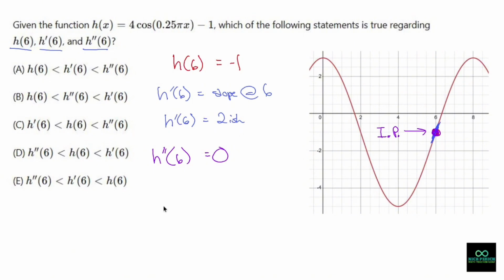So the smallest of these is h of 6, and then right in the middle is h double prime of 6, and then after that is h prime of 6, which is going to be B.